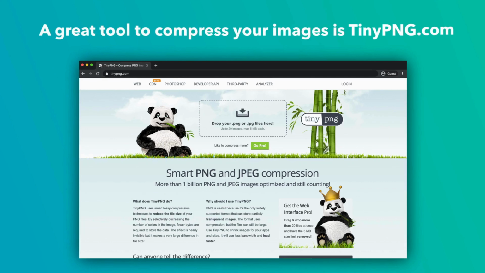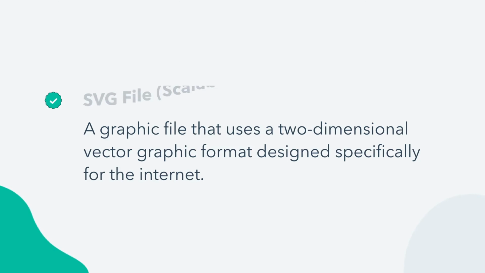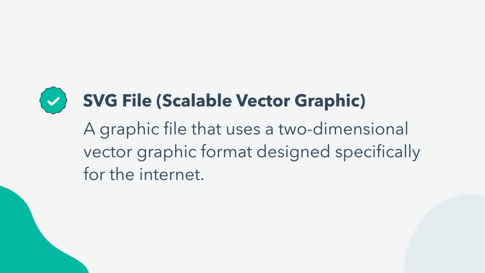A great tool to compress your images is tinypng.com. It's free, easy to use, and effective. I recommend compressing every image you use on your blog posts, landing pages, and everywhere else on your site. But what about illustrations? If you have illustrations on your webpage, like a logo for example, save them as an SVG file. An SVG file, or scalable vector graphic, is a graphic file that uses a 2-dimensional vector graphic format designed specifically for the internet.